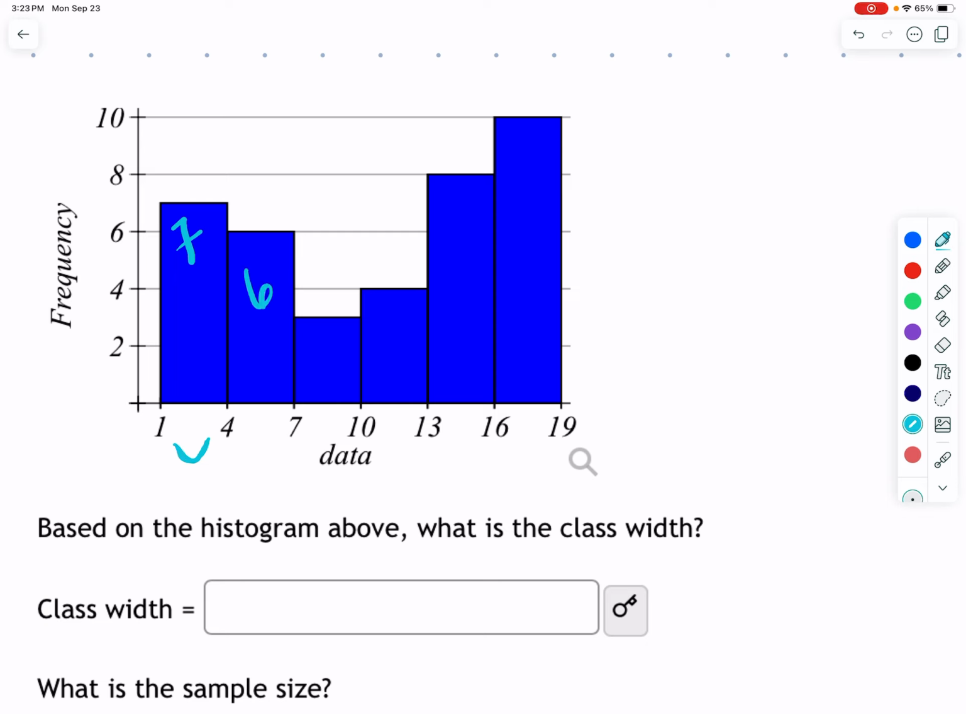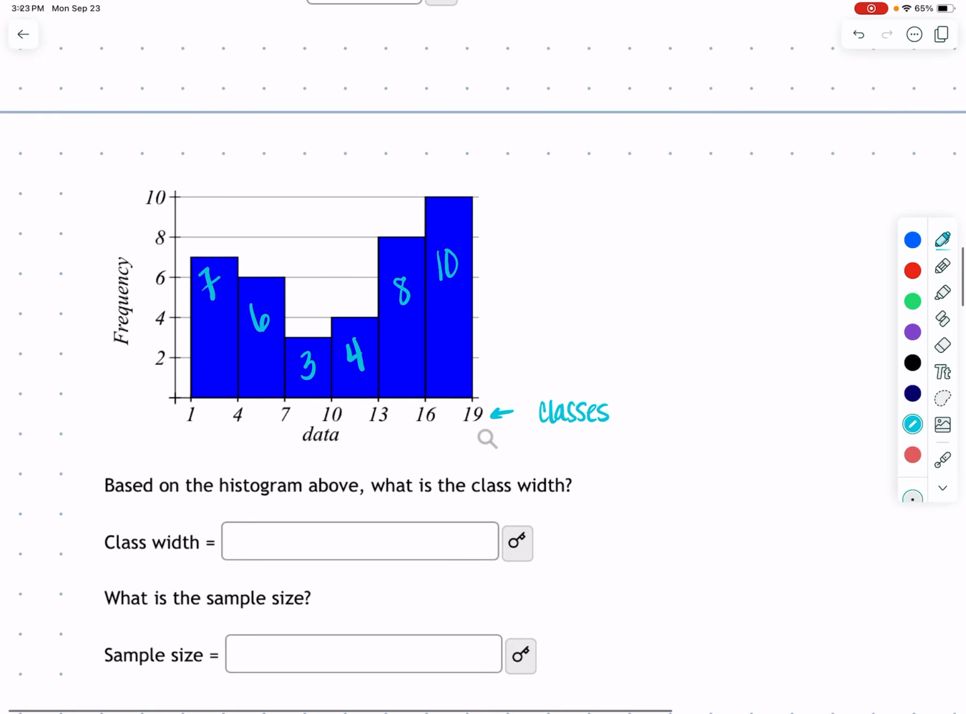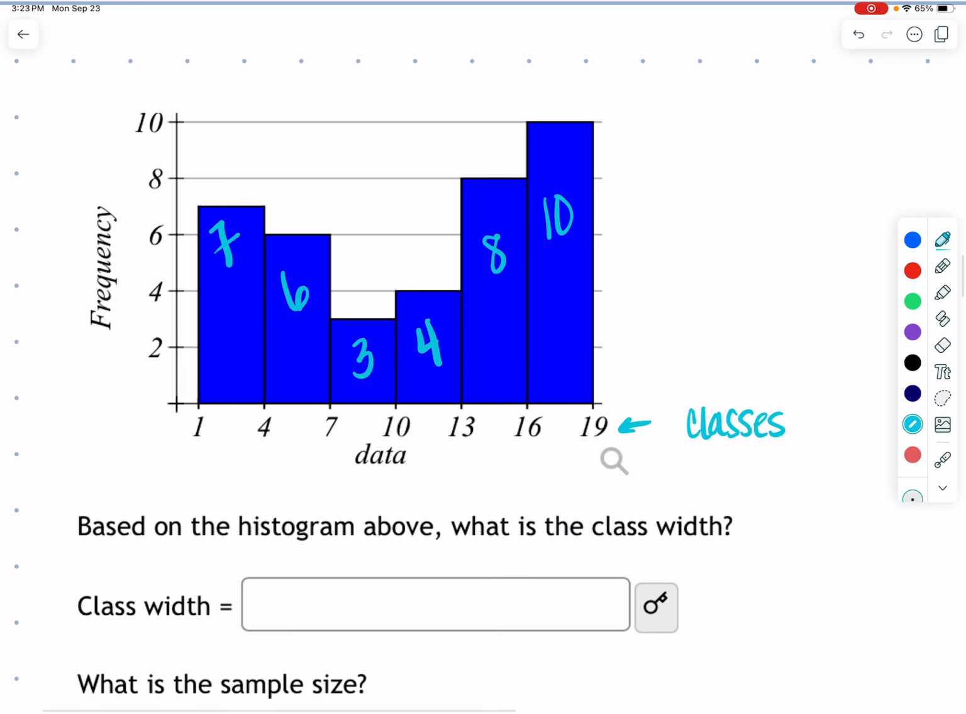We had 6 that fell in the 4 to 7, 3, 4, 13 to 16 was 8, 16 to 19 was 10. I'm not sure what we're measuring here. Remember though that these across the bottom are like your classes. And then the vertical axis is how many times or how many things you have in each class.